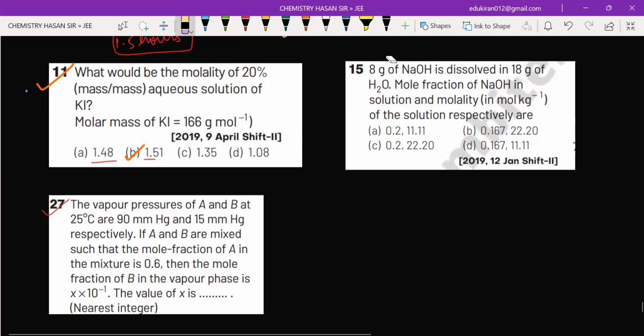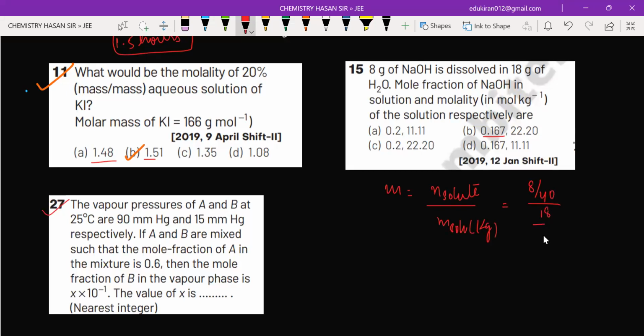I'm going to show you. This part that you have told us is correct. You need to calculate molality. Molality is the number of moles of solute upon mass of solvent in kg. What is the number of moles of solute? Given mass upon molar mass. Mass of solvent, that is 18 divided by 1000. So if you solve it, it will be 8 by 40 into 1000 upon 18.